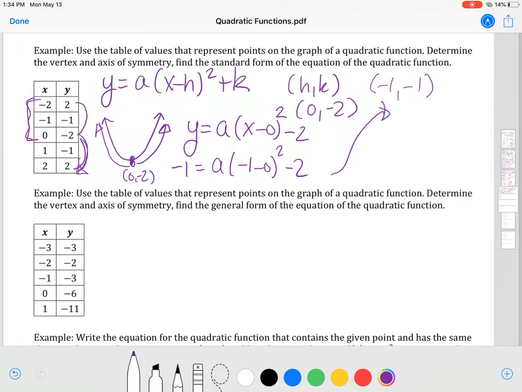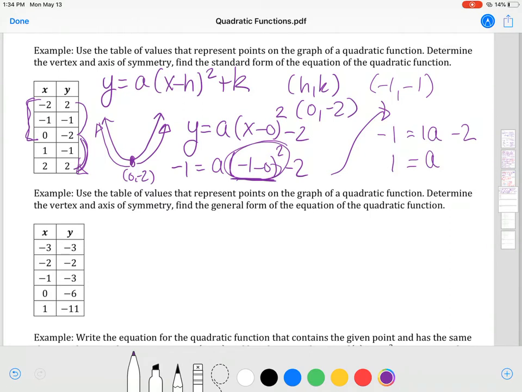So inside the parentheses, I got negative 1 minus 0. Negative 1 squared is positive 1. So I have negative 1 is equal to 1a minus 2, because inside here, I get a positive 1. Negative 1 squared is a positive 1. Then I'm going to add 2 to both sides so I can keep solving for a. That's going to give me a positive 1.